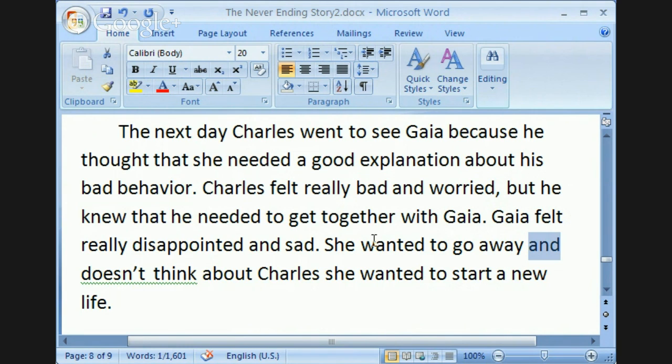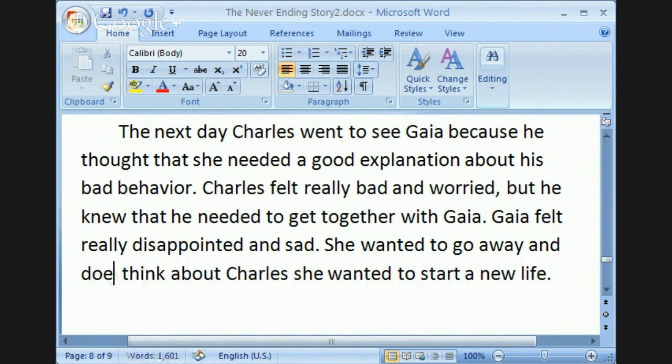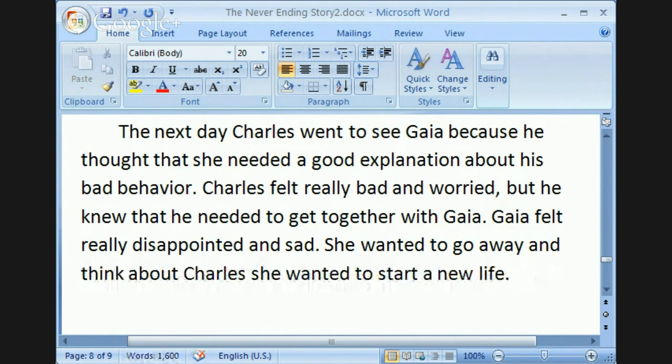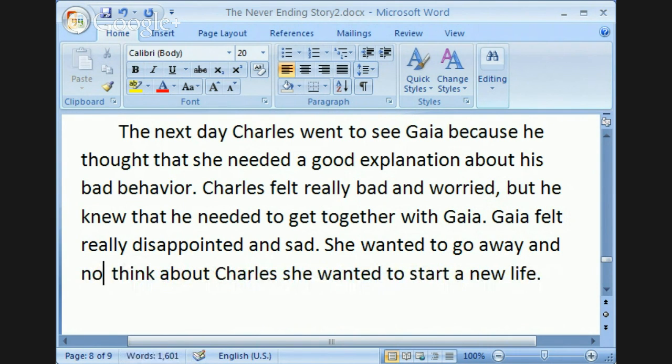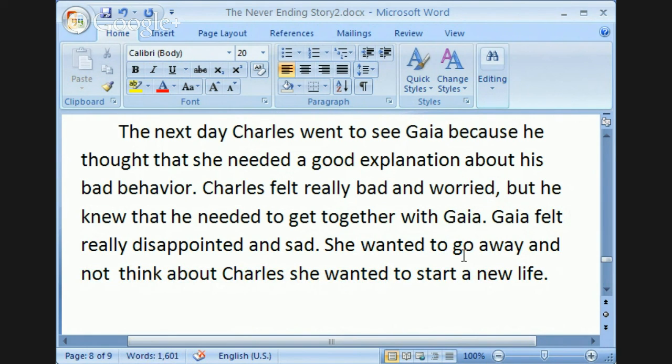And so she wanted, doesn't think about Charles, doesn't match. She wanted to go away. And instead of doesn't, how about you want to make a negative? She wanted to go away and to not think about Charles. Okay, you see?